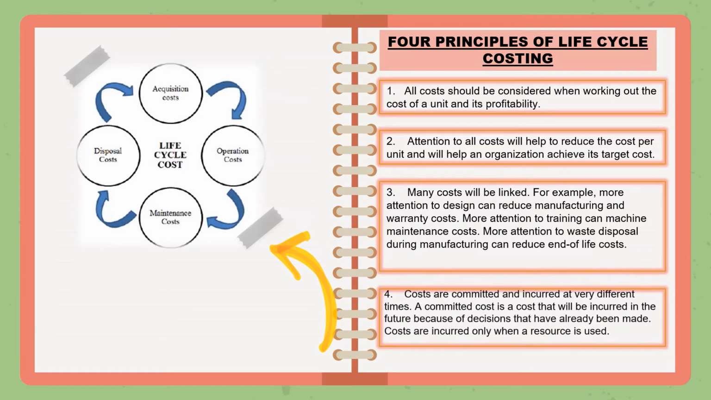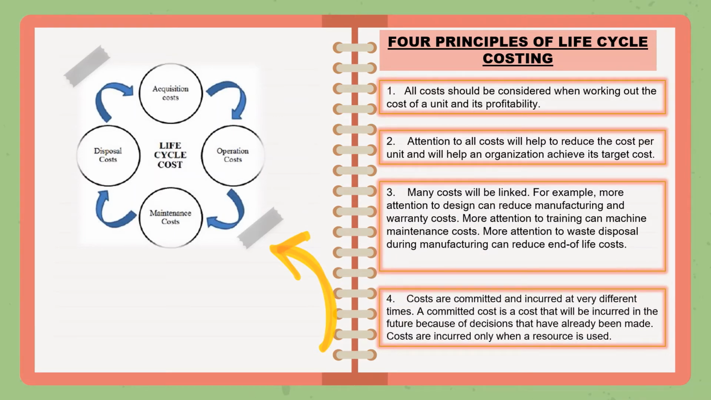The fourth one, the costs are committed and incurred at very different times. A committed cost is a cost that will be incurred in the future because of decisions that have already been made. Costs are incurred only when a resource is used.